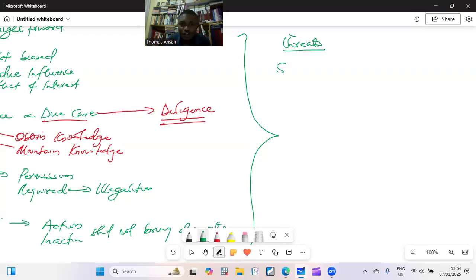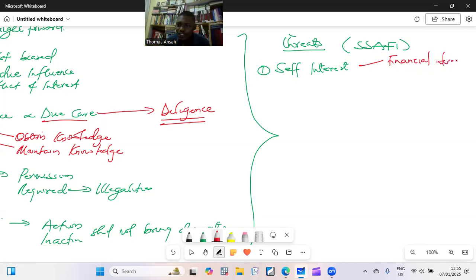So we have the self-interest threat. I call them the SAFI. We have the self-interest threat. We said don't release the information, but you want to release the information for your personal gain. When you find yourself in that situation, you are thinking about yourself. So self-interest is when you have a financial interest. Not only financial interest, I add emotional interest too.